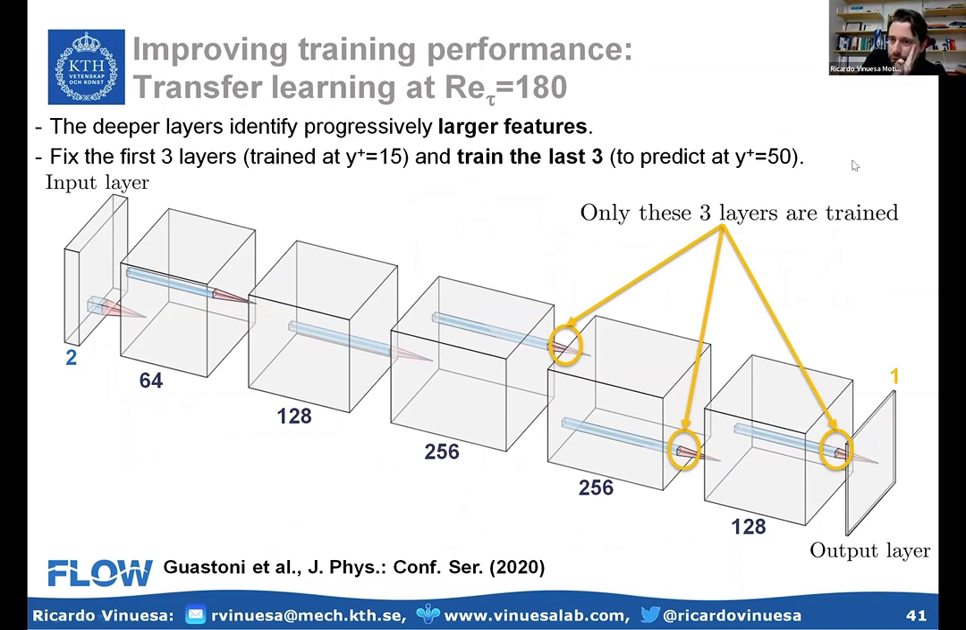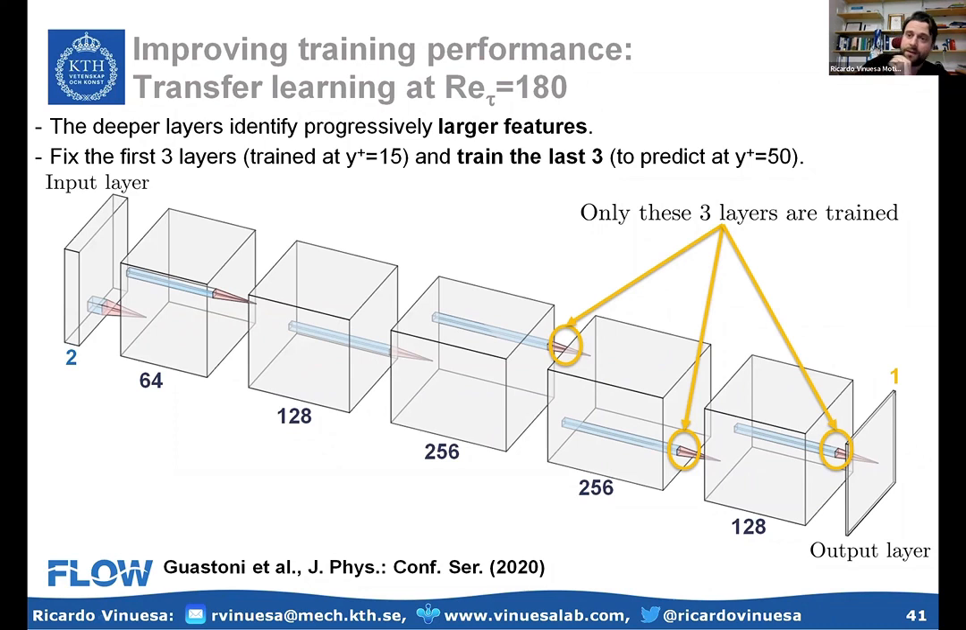Something that I also want to comment on is the possibility of improving the training performance. This is transfer learning, essentially, right? We show two examples of transfer learning, and I guess many people in this audience are familiar with it. Transfer learning, essentially, is to transfer the weights of one model to another one in order to exploit the knowledge that has already been learned in the first configuration.